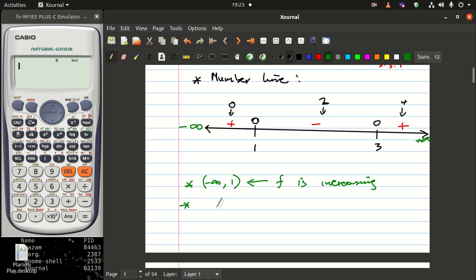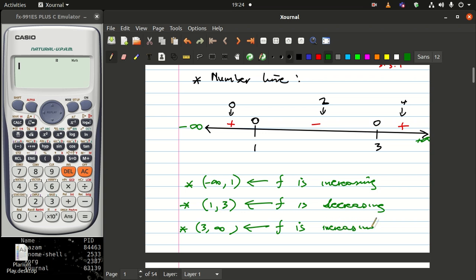And then if you look carefully into this, when you look at 1 and then go all the way up until you arrive at 3, you are actually having f is decreasing because the first derivative is negative. So negative means the slope is going down, so the function is decreasing. And then if you look from 3 up to positive infinity, you can actually see that f is increasing function. So f is increasing in this interval and that interval.